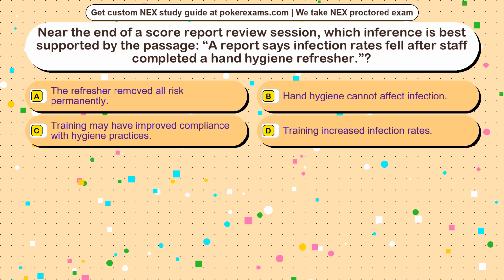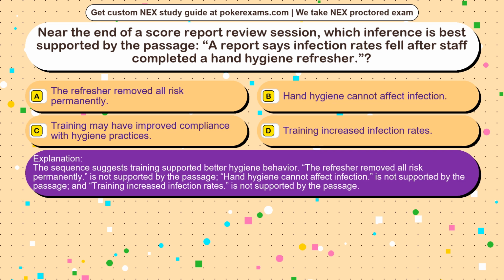The correct answer is option. The sequence suggests training supported better hygiene behavior. The refresher removed all risk permanently is not supported by the passage. Hand hygiene cannot affect infection is not supported by the passage, and training increased infection rates is not supported by the passage.